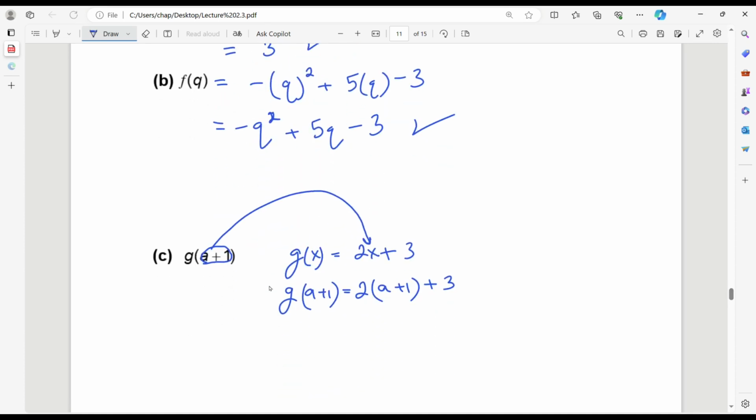We have 2 times the quantity a plus 1, plus 3. So that means I need to distribute first. This is 2a plus 2, and then we'll drop down that 3. We'll collect like terms, and that means 2a plus 5, since 2 plus 3 is 5. And again, notice that I wrote g of a plus 1 once, and then I line up my equal signs until I reach the end.